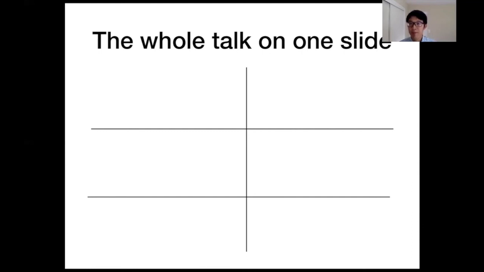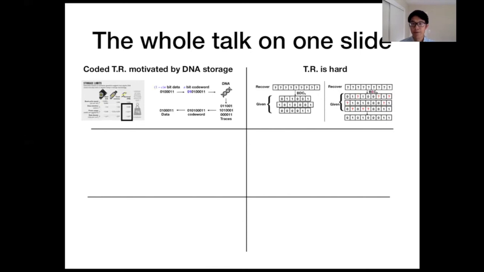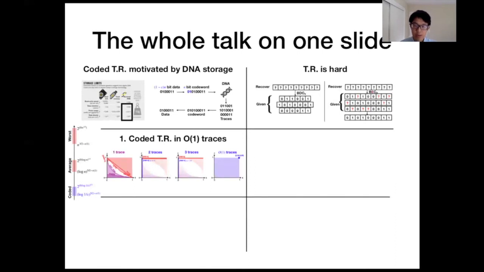Okay, so now I'll wrap up. So you saw this slide at the beginning, but now you know what all these pictures mean. So first, we motivated coded trace reconstruction by an application to DNA storage. Then I defined the problem for you formally and told you what's known about worst case and average case reconstruction. It's a difficult problem. Then I told you about our coded trace reconstruction results. So first, we do coded trace reconstruction in a constant number of traces. This is a big improvement over worst case reconstruction where we need exponentially many traces. And then I also gave our results in the context of coding for the binary deletion channel.